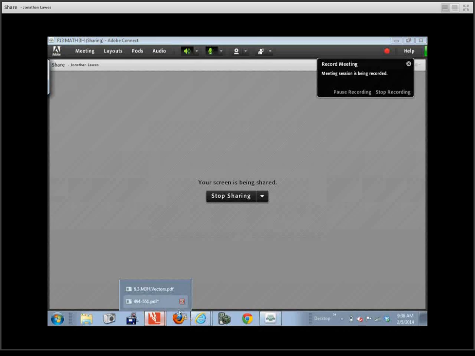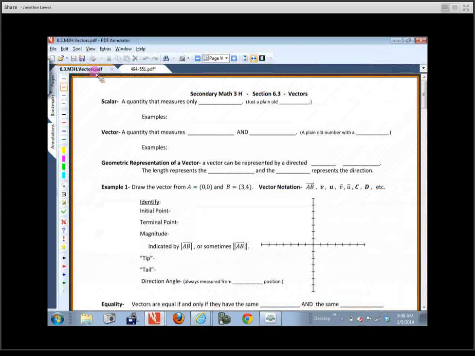Should be in pretty good shape. Okay, so I'm going to try and get through maybe the first page so we can talk about a lot of the vocabulary to get this sinking in.